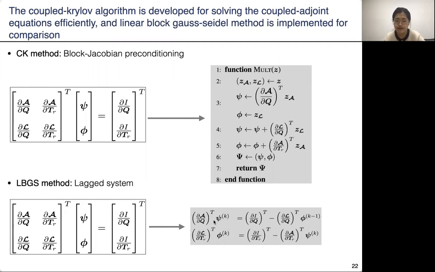For this function, the coupled adjoint equation looks like a pair of single adjoint equations with augmented right-hand side. Therefore, we can reuse the existing RANS adjoint solver. This is the main advantage of the linear block Gauss-Seidel method. And for the beginner, this method would be easy to develop.